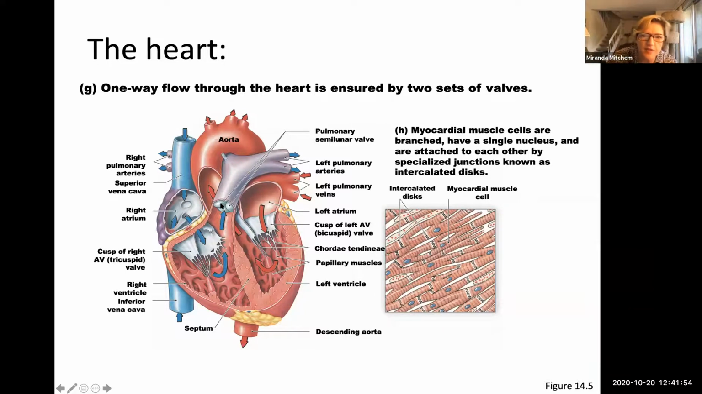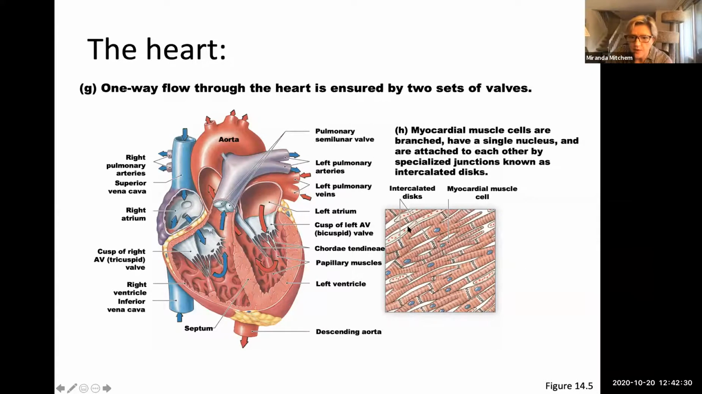The other valves are at the exit points, okay? These are called semilunar valves. So we have the pulmonary semilunar valve that is the connection between the right ventricle and the pulmonary artery. And then we have a similar valve at the aorta that separates the left ventricle from the aorta. So that valve has to be open to pump the blood out.